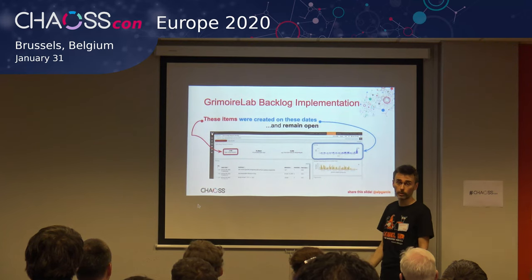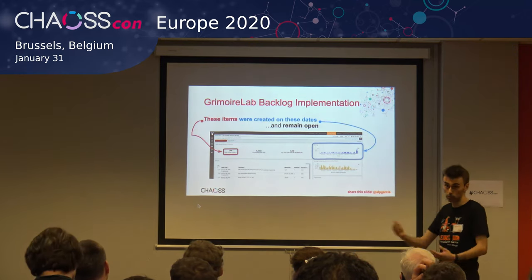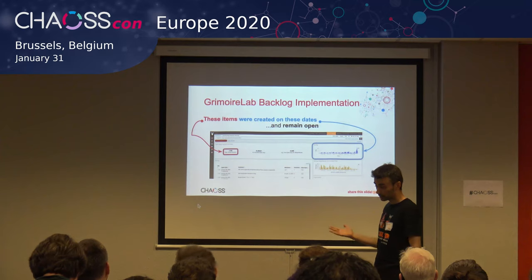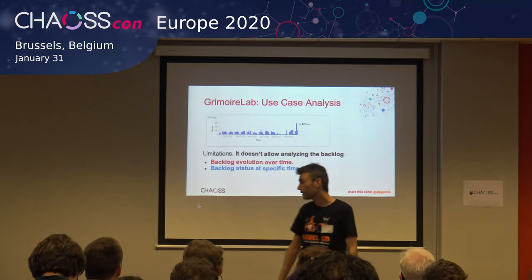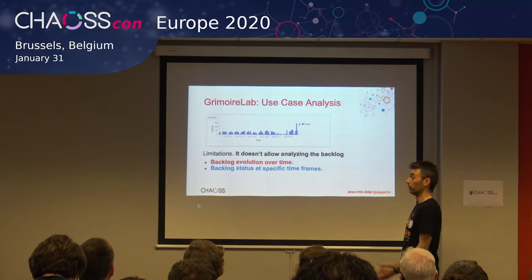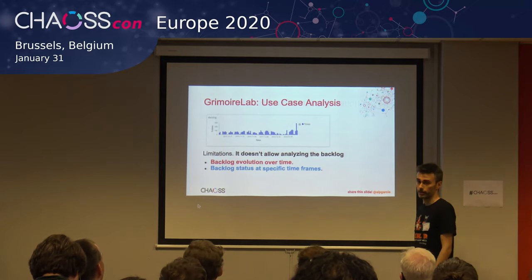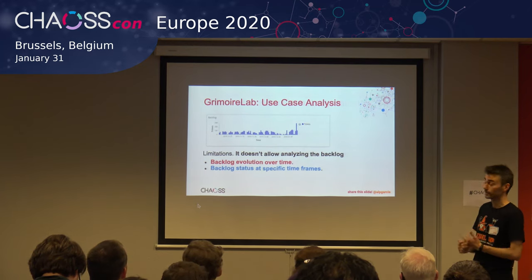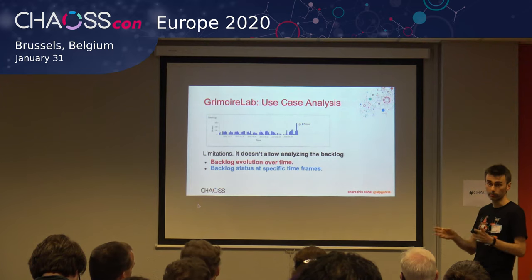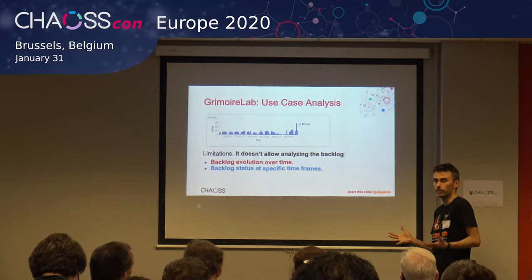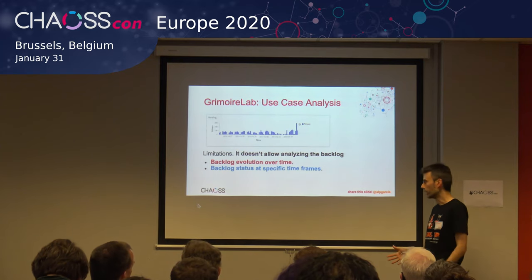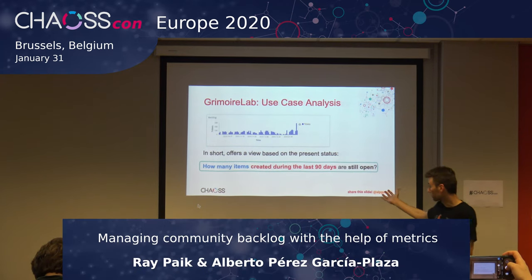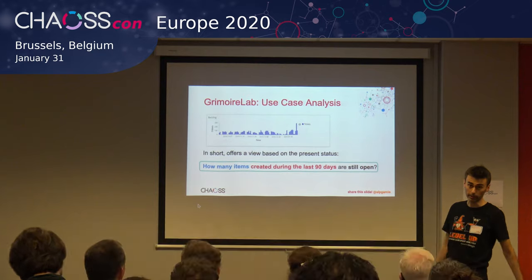And that was the problem I faced when Ray talked to me to try to get the backlog out of the GrimoireLab data. And it's not an easy problem to solve, at least not easy with the current data. The limitations are very strong here, because we cannot analyze the evolution over time, and we cannot analyze the status of the backlog at a specific period of time. So you have a view of your backlog right now, but nothing else. And again, this is the question we are answering with the current use case we have in GrimoireLab.